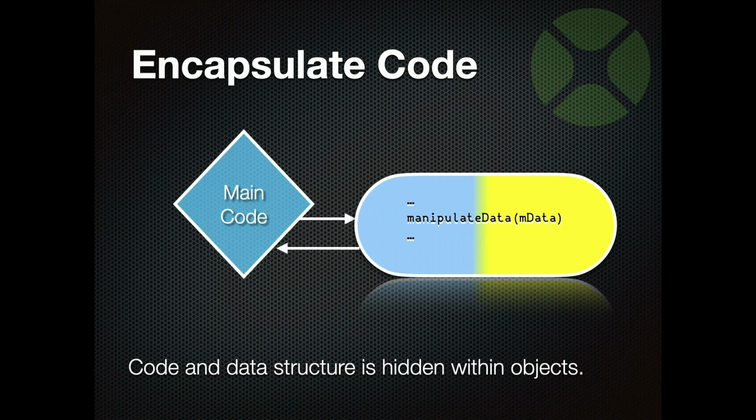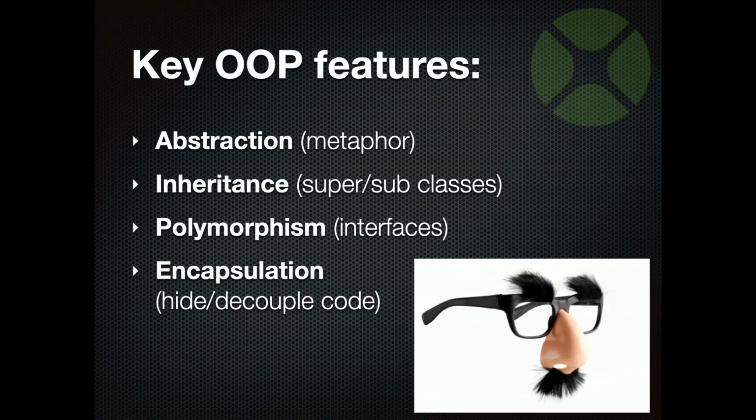OOP is also really good for helping you encapsulate your code, which means the code that you want to change is just in one section. You're not having to change it throughout your entire program. You can, for example, hide your data structure within that. Some of the key OOP features we need to look at: first is abstraction, which is basically just the metaphor that we use with OOP. You've got an animal object, and underneath that you've got subclasses of a dog and a cat object, things like that. It's not literally a dog and a cat or an animal, but we use that as a metaphor to help us understand the structure and the code that we're working with.